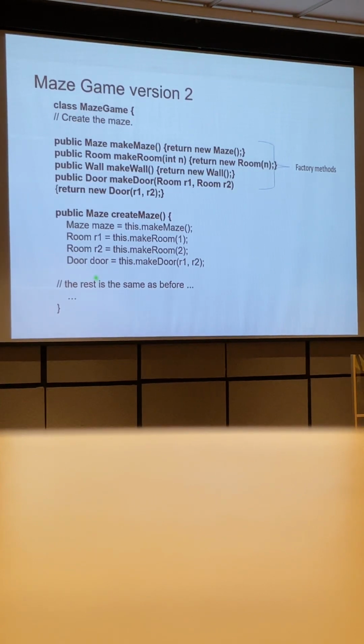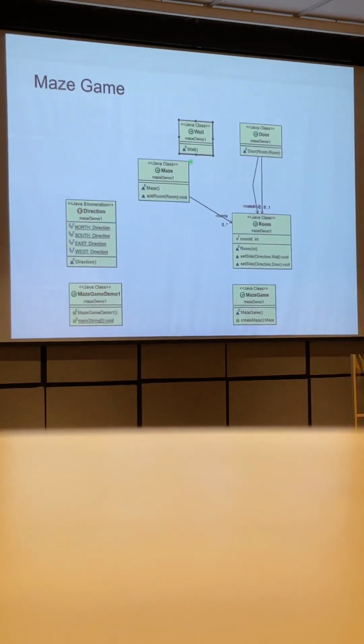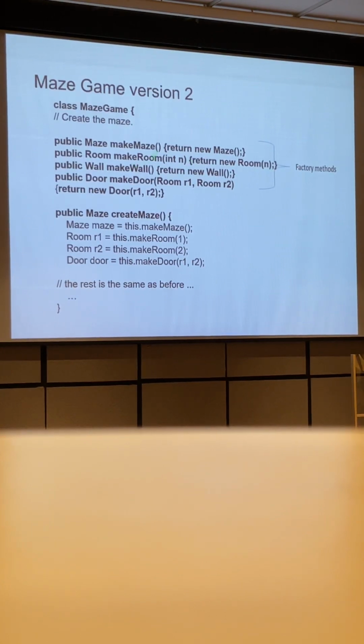The rest of the code is the same, but you see how we've changed the responsibility of create maze. We made it a lot more flexible, so that instead of always creating a maze object or a room object, it now defers this decision to the factory method. Create maze calls make maze, and make maze, in this case, always returns the maze object. But being a factory method, we can override it so that it returns not just the maze, but some kind of fancy maze.